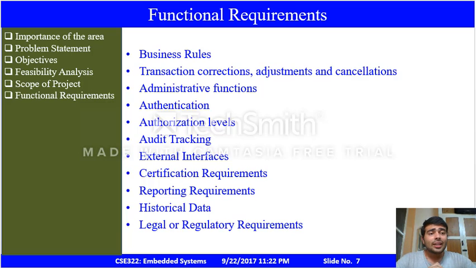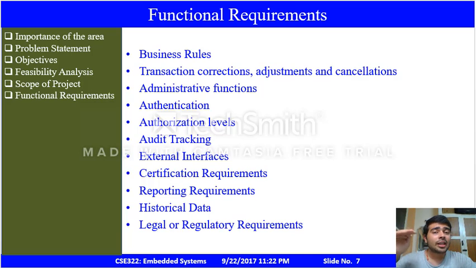we require. The next thing we require is authentication, because we do not want anybody who shouldn't have access to our system to get into the system and modify the system. There needs to be some sort of security, and authentication will take care of that. Secondly, we need authorization levels, because a lower level worker shouldn't have the privileges that a top level manager or employee would have.